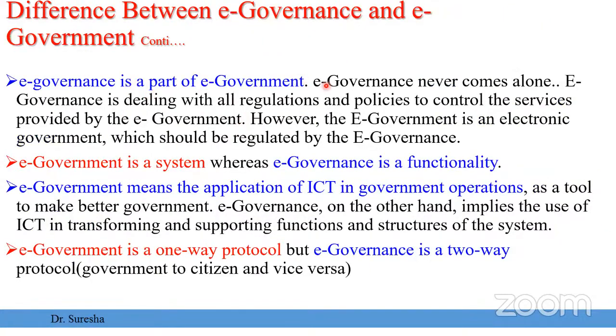E-governance is a part of government. E-governance never comes alone. E-governance deals with all the regulations and policies to control services provided by the e-government. However, e-government is an electronic government which should be regulated by e-governance. E-government is a system, whereas e-governance is a functionality. Exactly correct. It's a system of government. The same. So e-government is a one-way protocol, but e-governance is a two-way protocol.